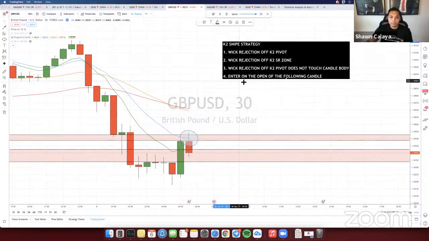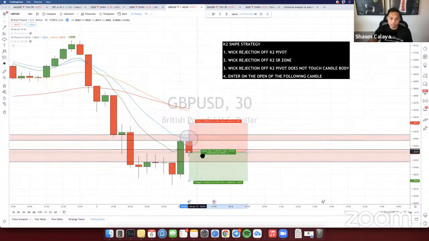So same strategy here. You can see for this red candle, we have the wick rejection off this pivot. We have the wick rejection off this K2 SR zone right here. We just confirmed that this pivot isn't touching the body, which it isn't. So with that said, you can enter a short position right here.